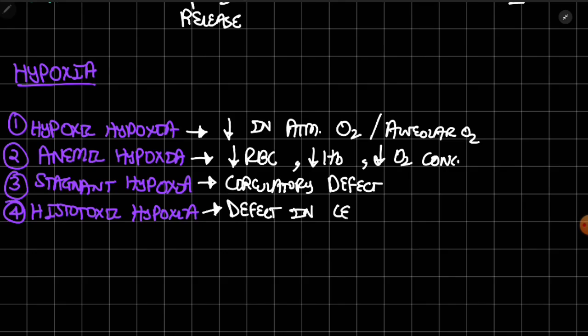in cellular oxidizing enzymes. If oxidizing enzymes are not present, O2 will not be accepted, and since oxygen is not accepted, metabolic activity will not take place. So it is a type of hypoxia caused by a defect in the cellular oxidation enzymes.